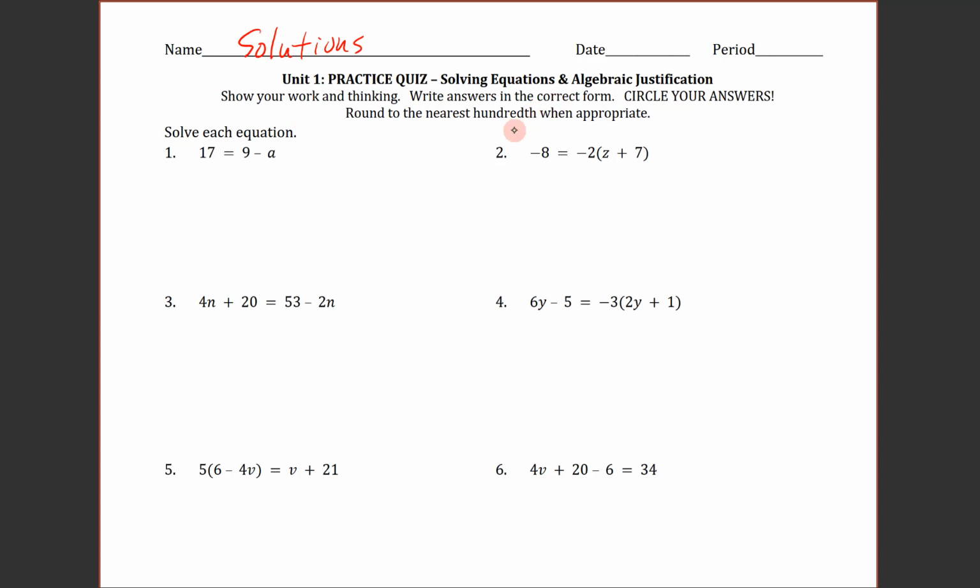We want to write our answers in the correct form, circle our answers so everybody's clear on what we think the answer is. And then remember, if we've got a decimal answer, we want to round to the nearest hundredth if that's appropriate. So let's take a look at number 1.